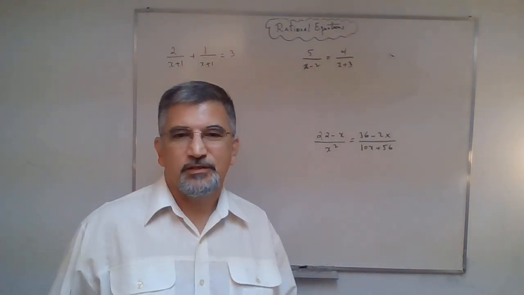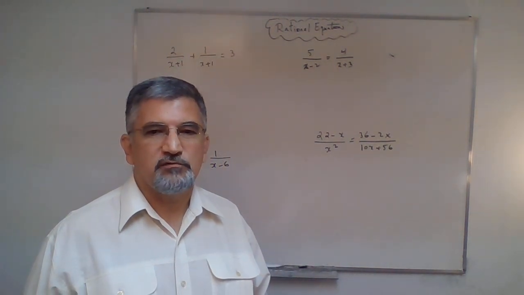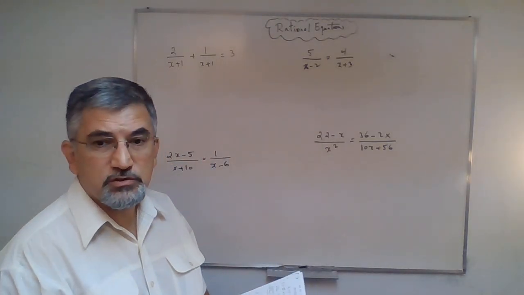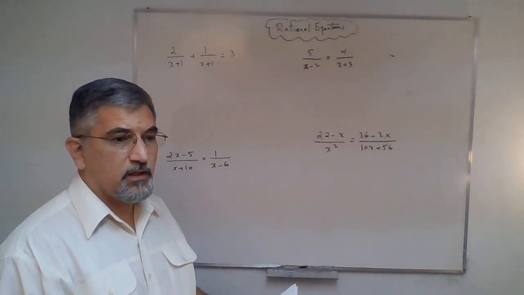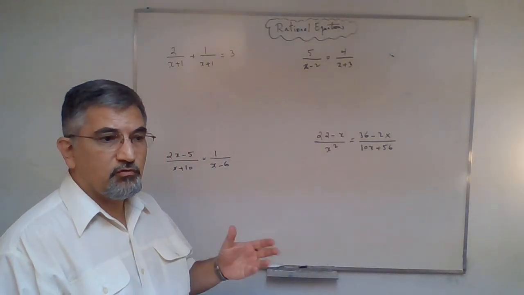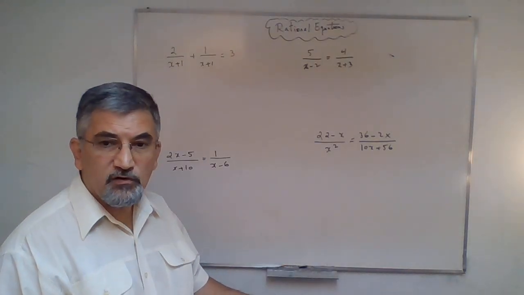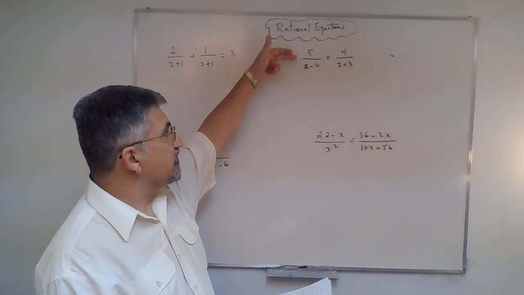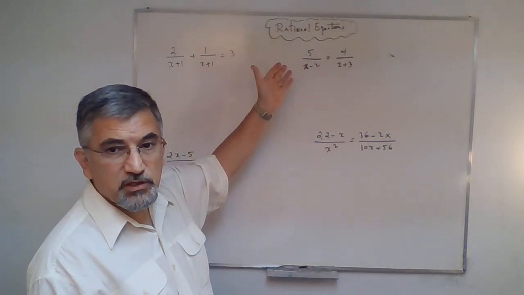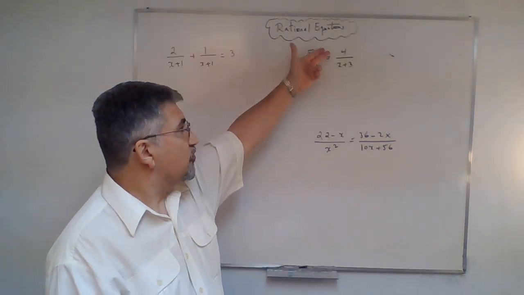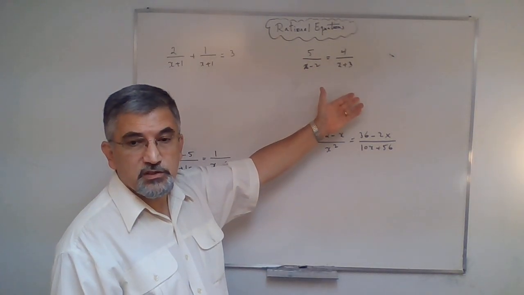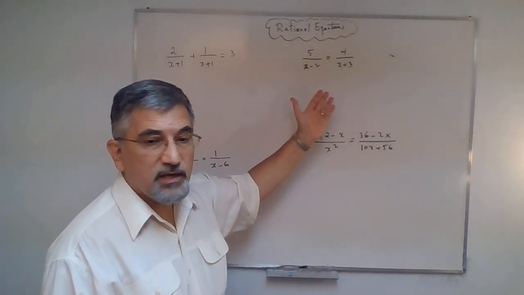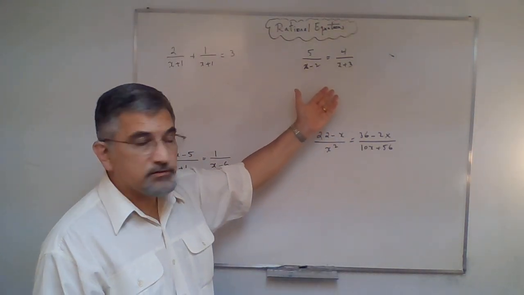Okay, welcome to the lecture about solving rational equations. A rational equation is an equation where you can see rational expressions or rational functions on either side of the equality sign. For example, 5 over x minus 2 is a rational expression on the left-hand side. 4 over x plus 3 is another rational expression on the right-hand side. Therefore, this is a sample rational equation.